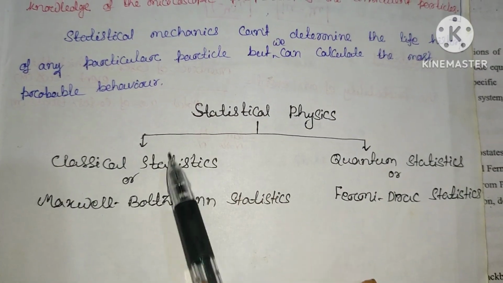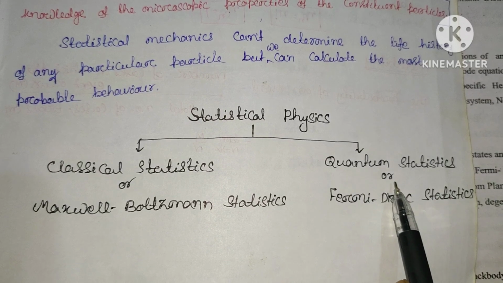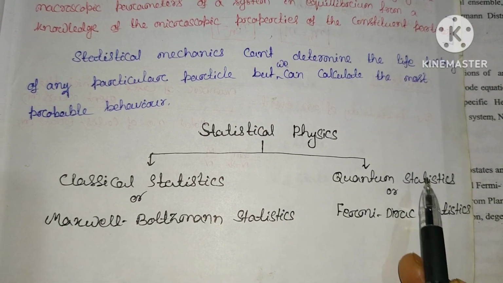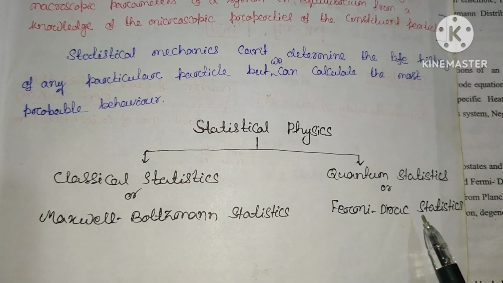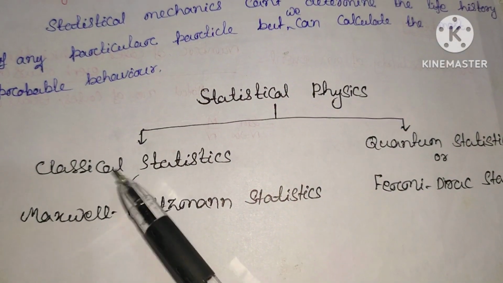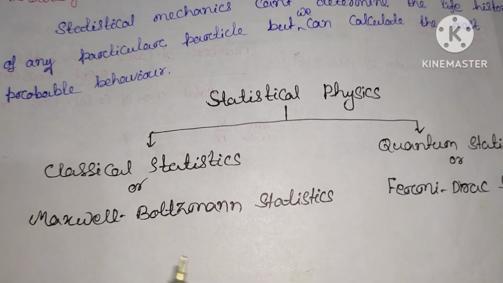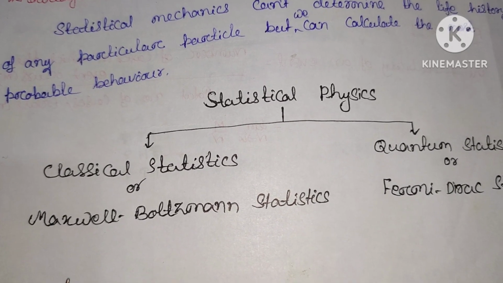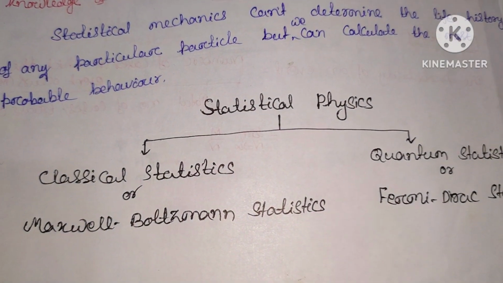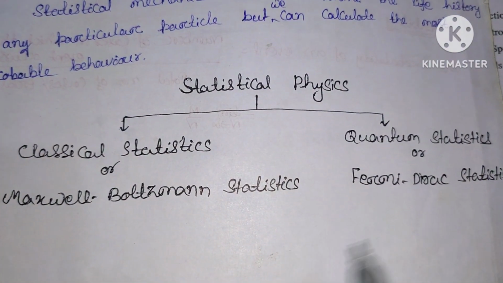So statistical physics is based on two types: one is classical statistics and the other is quantum statistics. Classical statistics is also known as Maxwell-Boltzmann statistics. In classical statistics, it employs the classical result of Maxwell's law of distribution of molecular velocities and the Boltzmann theorem relating entropy and probability. On the other hand, quantum statistics was developed by Bose-Einstein, Fermi and Dirac.